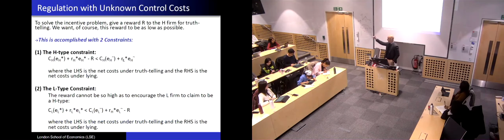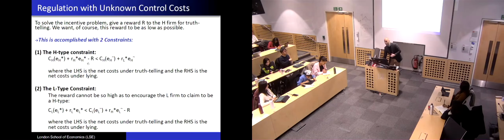So the way that we're going to do that, we're going to set up two constraints, okay, in order to change the incentive structure in such a way that it's going to be in their best interest to reveal the truth to us as the regulator, right? So we're going to achieve that with two constraints. The first one is the H-type constraint, right? What's going on here? We basically want to make sure that it's beneficial for the high cost firm to tell us the truth. This is what happens in the first one here.